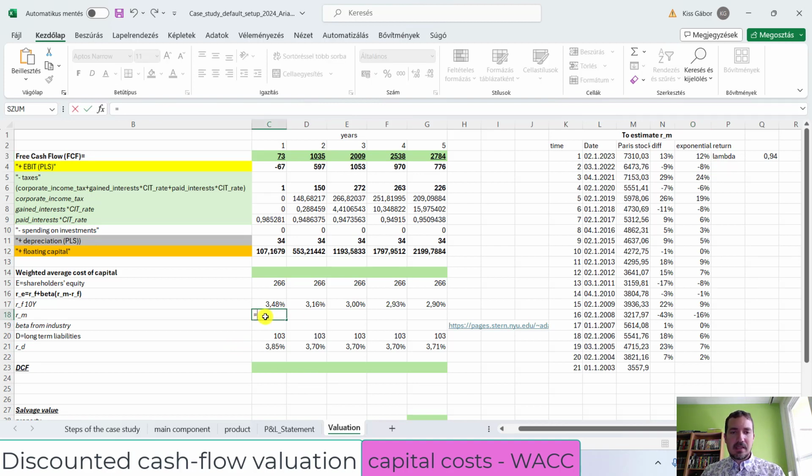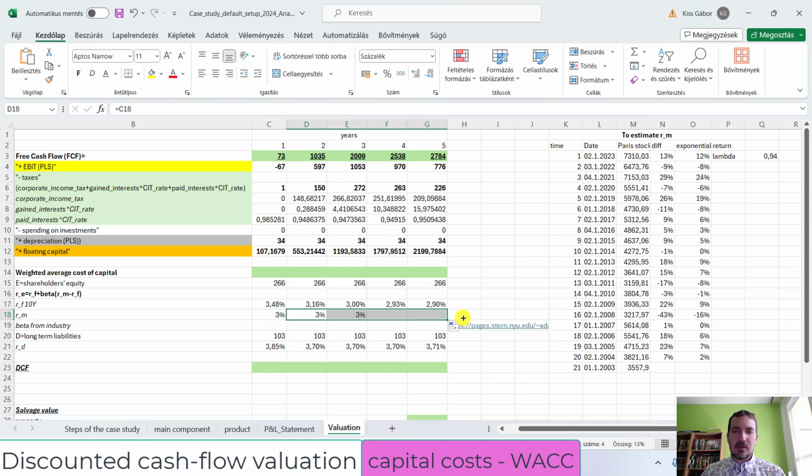Okay, so now we just have to take the average. So sum up all of these things and divide it by 20 years. And we can see that on average, the French stock market has this 3%. And in this case, this number is not dynamic, so it's constant. So we keep it as constant.